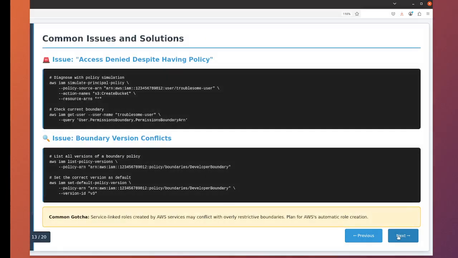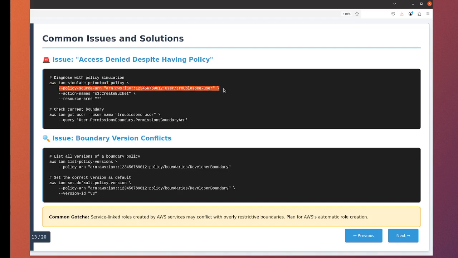Let's talk about the most common issues you'll encounter with permission boundaries and how to resolve them. These scenarios come up frequently in real deployments. The access denied despite policy issue is the most common. When someone has a policy that should allow an action, but they're getting denied, the boundary is usually the culprit. Use the simulate-principal-policy command to test the effective permissions.